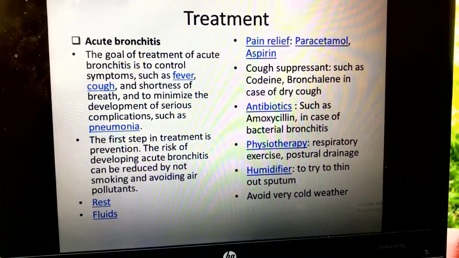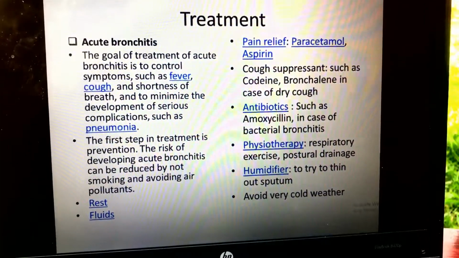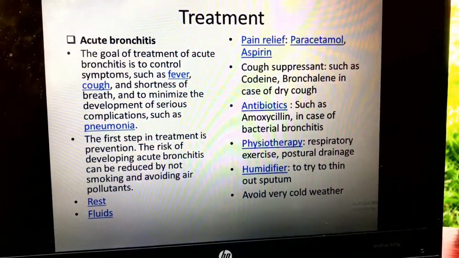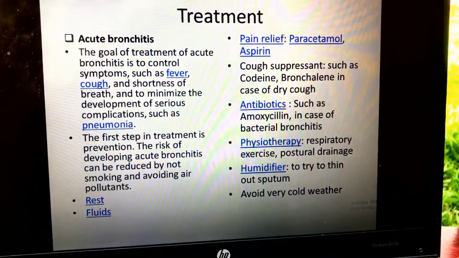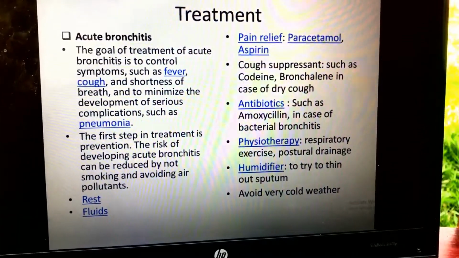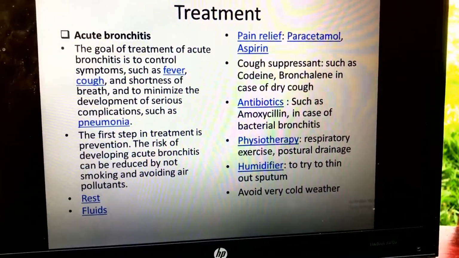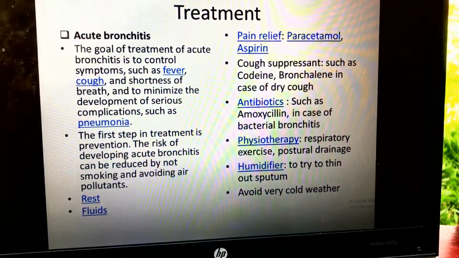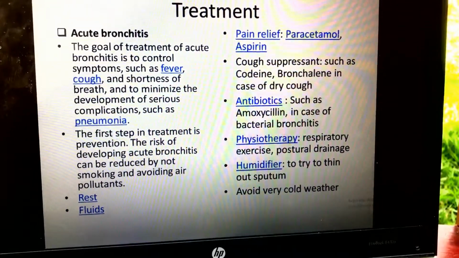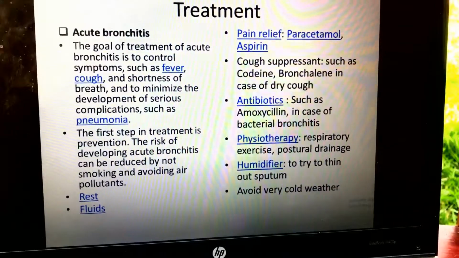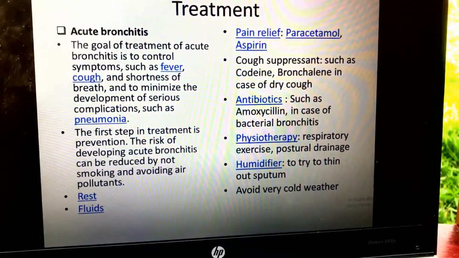What are the treatments for bronchitis? For acute bronchitis, the goal of treatment is to control symptoms such as fever, cough, and shortness of breath, and to minimize the development of serious complications such as pneumonia. The first step in the treatment is prevention.